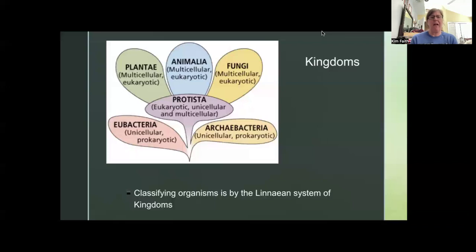We then have broken it down into what was called the kingdoms. So when I was in school, there were only 5 kingdoms. In fact, when we talk about those 5 kingdoms, it was kingdom Plantae, Animalia, Fungi, Protista, and Eubacteria and Archaebacteria were one kingdom called Kingdom Monera.